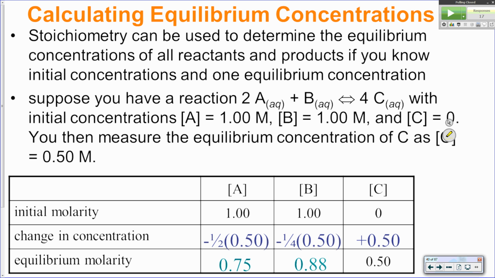All right, so here's an example of a system where we know this reaction. I've got 2 A's plus B yields 4 C's. The initial concentration is 1 molar A and 1 molar B, and there's no C initially. And it tells me that at equilibrium, the concentration of C is measured at 0.5 molar. So initially I didn't have any of it, and at the end I have 0.5 molar. What the ICE stands for is initial, change, equilibrium concentrations.